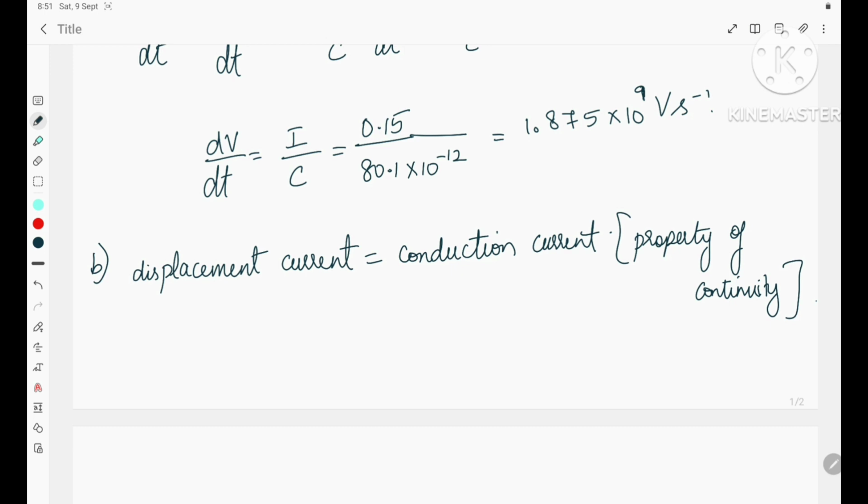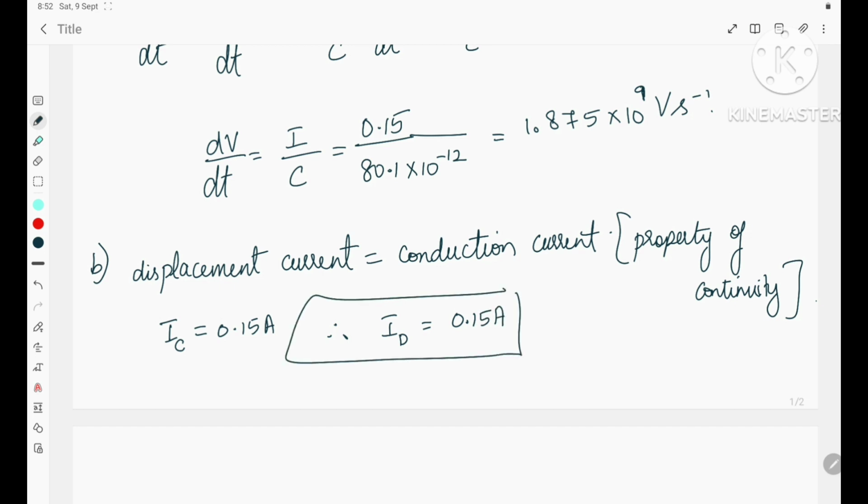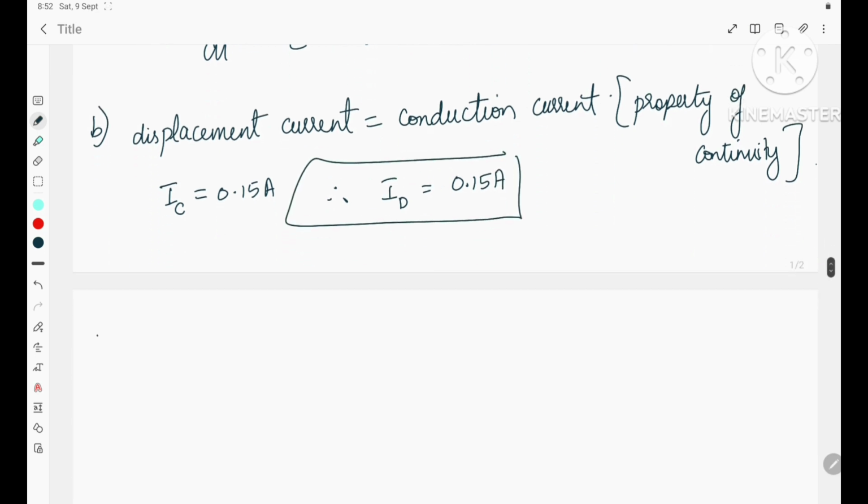So the current cannot suddenly vanish. It is continuous. So what is the conduction current? Conduction current is equal to 0.15 ampere. Therefore, the displacement current is also equal to 0.15 ampere. So this is the answer for the second subdivision.